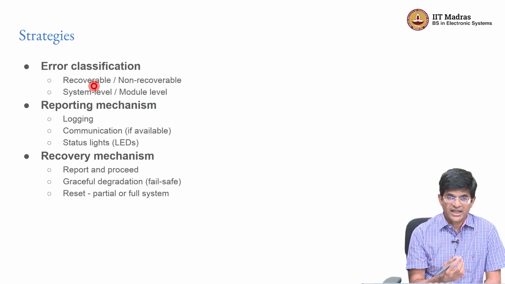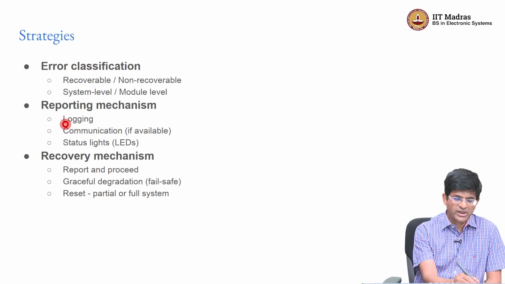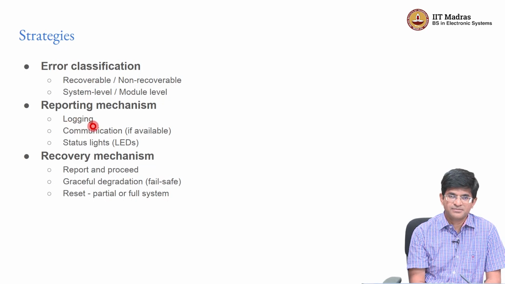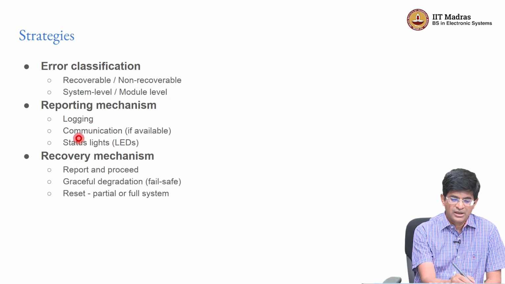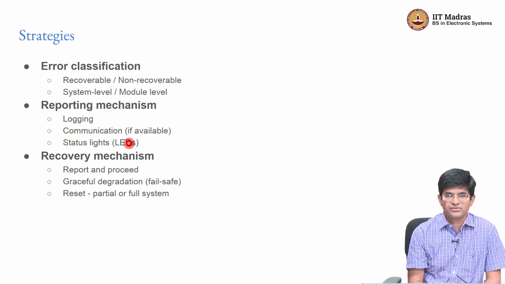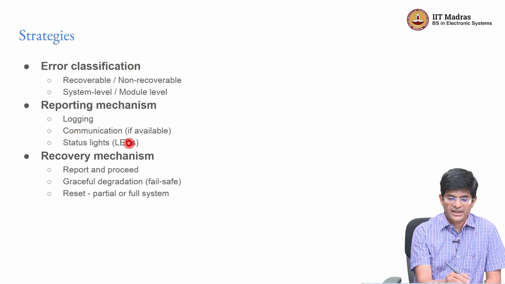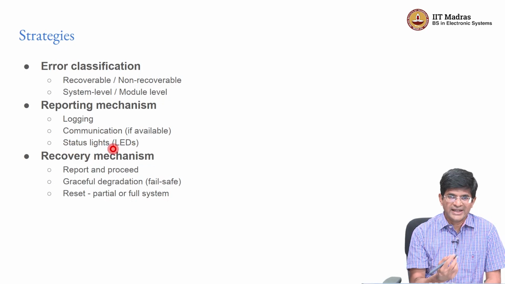Now that's as far as the types of errors that you have. But what do you do with the errors? How do you report them, right? You might want to have some kind of logging mechanism which actually records that these kind of errors occurred. If you are able to communicate with the outside world, then yes, you should ideally send out a message saying that something went wrong. In certain cases, you might not really have that ability. You might only be able to turn on a light, right, which basically says, hey, something went wrong.